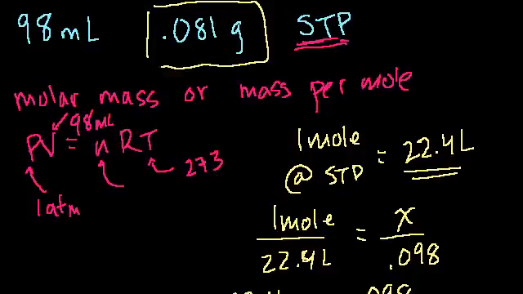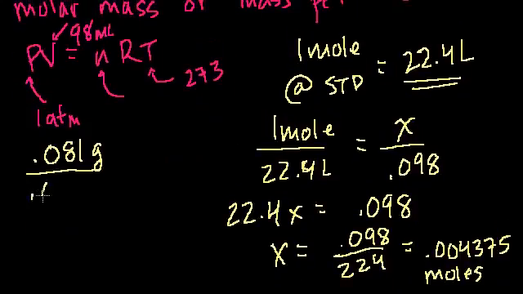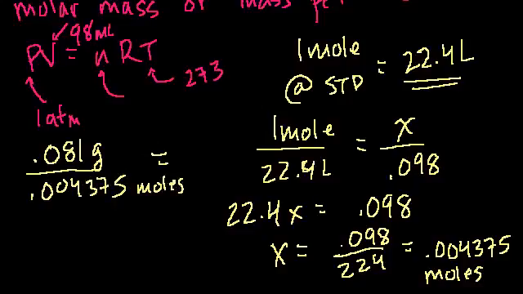And they're telling us that this amount has a mass of 0.081 grams, right? So how many grams are there per mole? So we take 0.081 grams, and we just did the math to figure out that we're dealing with 0.004375 moles. So how many grams do we have per mole?